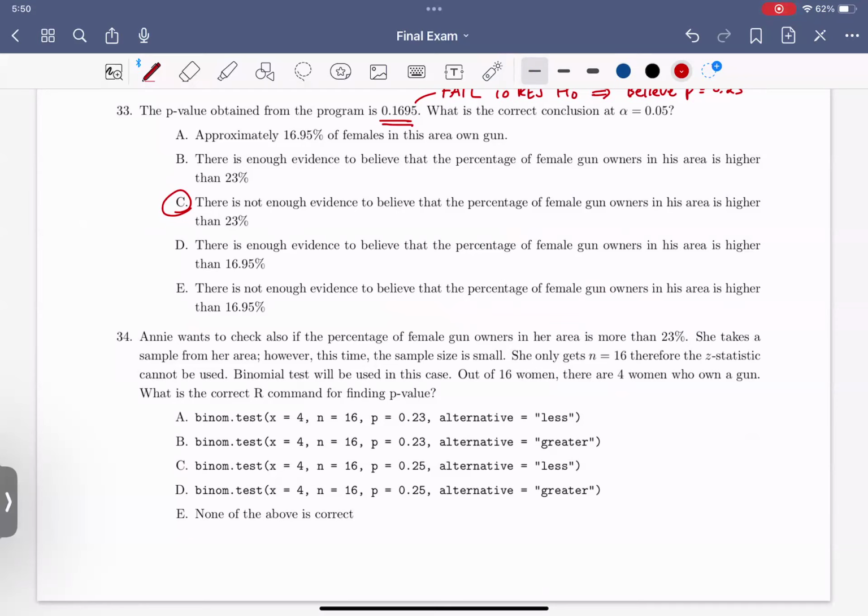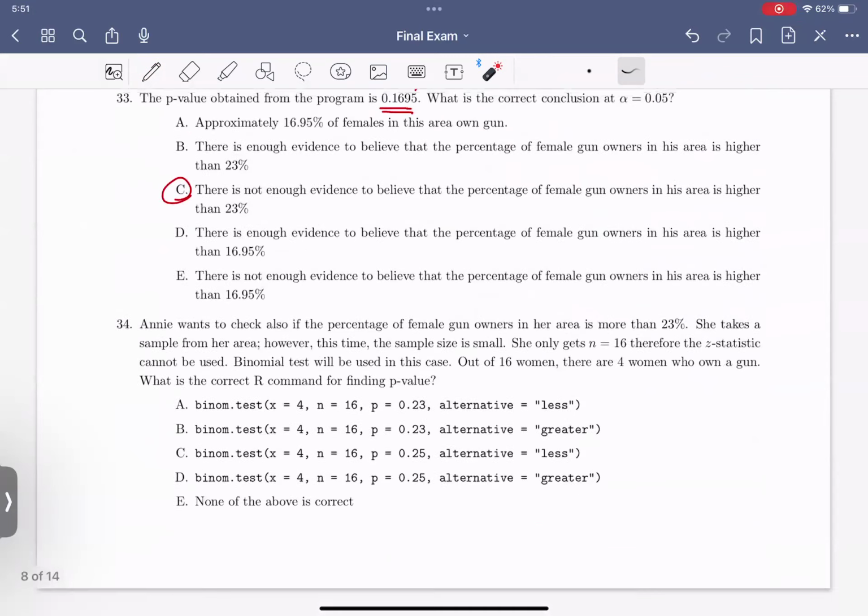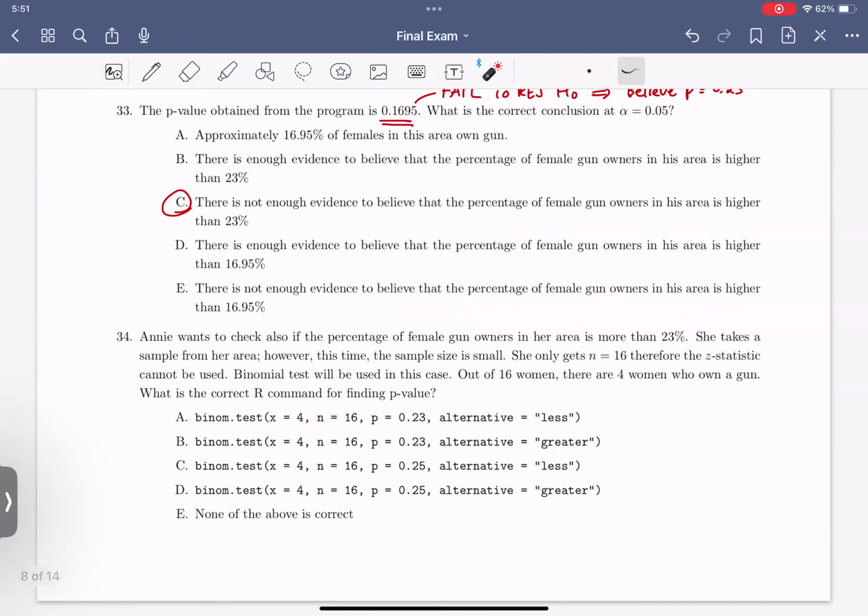All right, so of course, this time Annie used n equal to 16. The binomial test is the one that works with the population parameter p, but this is the time when the sample size is small. I mean, it works with any sample size, but when the sample size is small, you have to use the binomial test because the z test that you use here works only when the sample size is big. So when the sample size is small, we prefer to use the binomial test, and then you have n equal to 16 here, and you can see that there are 4 women out of 16 who own guns, so x equal to 4.